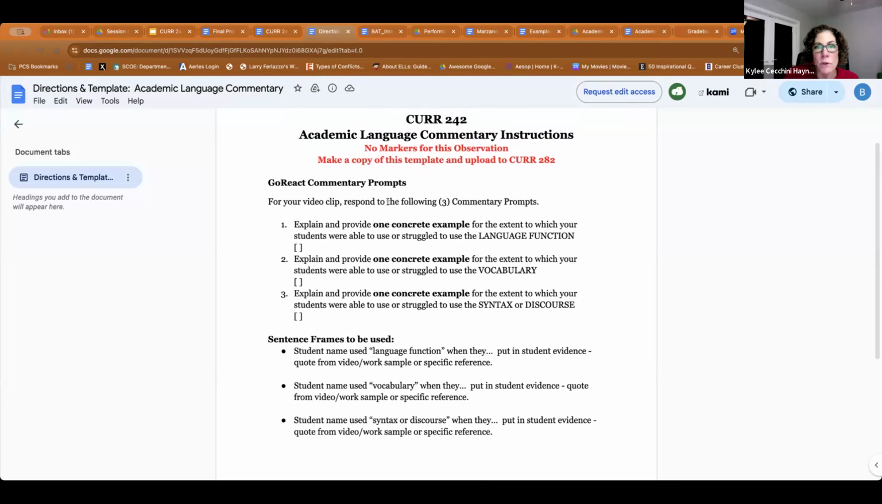So you're not doing any markers in Go React, but your video is uploaded, it's connected into the Go React, okay? Questions on this so far?